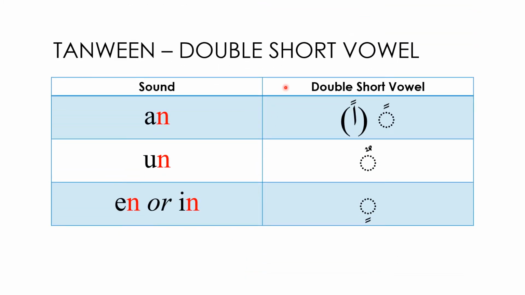A double short vowel is called tanween. The word tanween means adding the noon. Noon is just the sound of the N. If you diagnose the double short vowel, you will realize that the first one represents the original short vowel, while the second one represents the sound of the noon. So this one is pronounced an, this one is un, and this one is in.